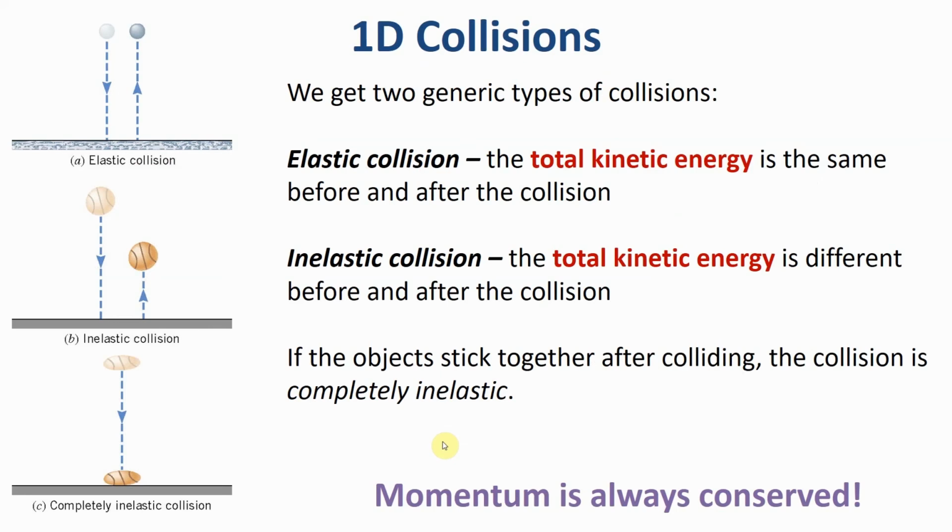One type of collision is called an elastic collision. In this case, I drop a ball, it bounces back up to its original height. So that ball bouncing off the floor was an elastic collision. In that case, the total kinetic energy is the same before and after. Now, if it's not perfectly elastic, then it's somehow inelastic. The total kinetic energy is different.